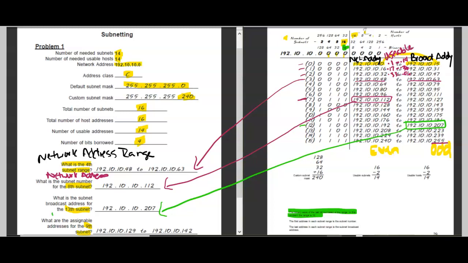And then finally, what are the assignable addresses? Your assignable addresses are what you can use. They're your usable addresses. So in the 9th range, that would actually be number 8, right? But I need to know in number 8 what is usable. So one more than the network would be a .129. One less than the broadcast would be a 142. So that's what's usable. And so that is what you're filling in the usable side.